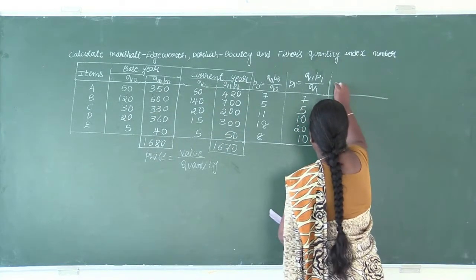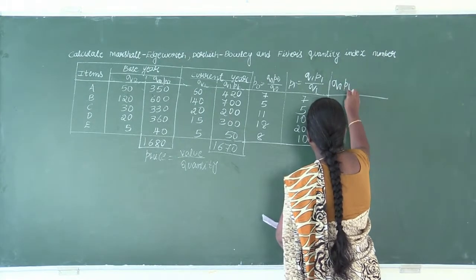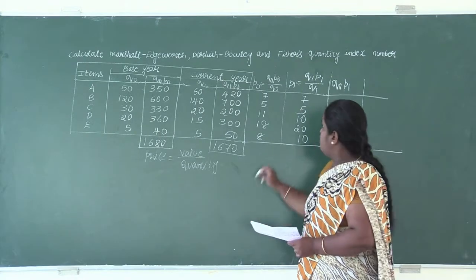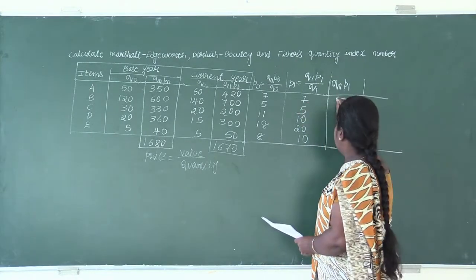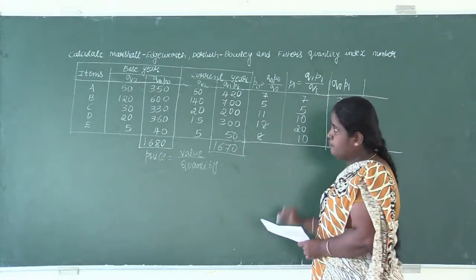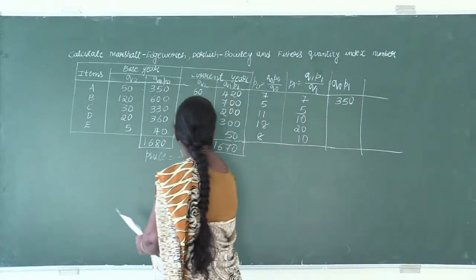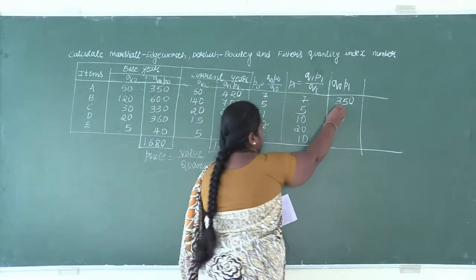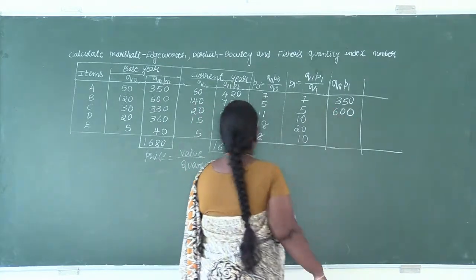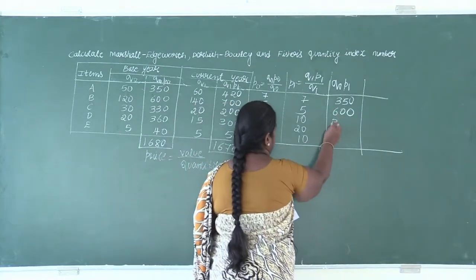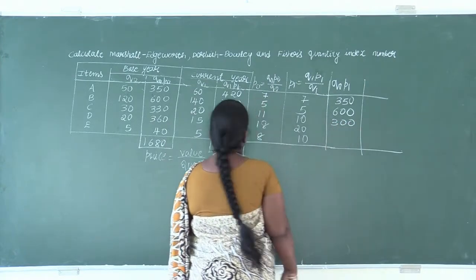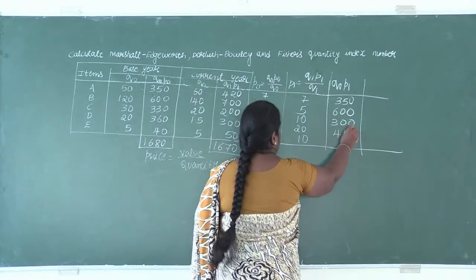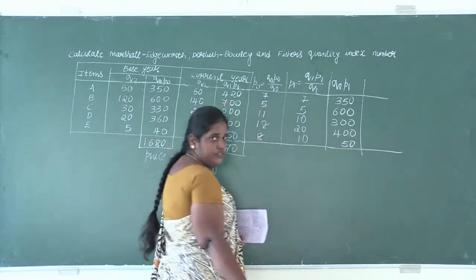Then multiply Q0 and P1. So Q0 value is 50. 50 into 7 is 350. Then the second value is 120. 120 into 5 is 600. Next 30 into 10, 300. 20 into 20, 400. 5 into 10, 50.